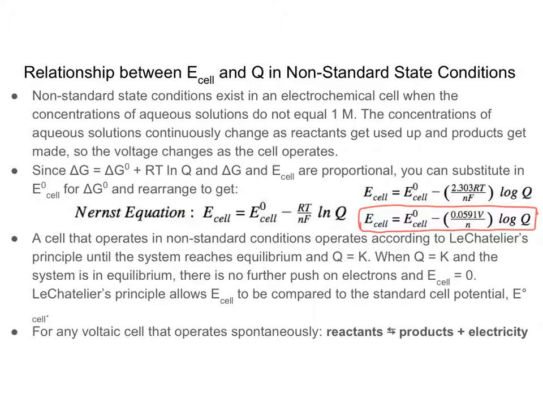operates until the system reaches equilibrium when Q equals K. When Q equals K, the system is in equilibrium and there's no further push on the electrons, so the cell potential is equal to 0. If the cell potential is equal to 0, Le Chatelier's principle allows the cell potential to become comparable to the standard cell potential. And any voltaic cell that operates spontaneously, reactants and products are at equilibrium as long as they're producing electricity. So far, so good with that.